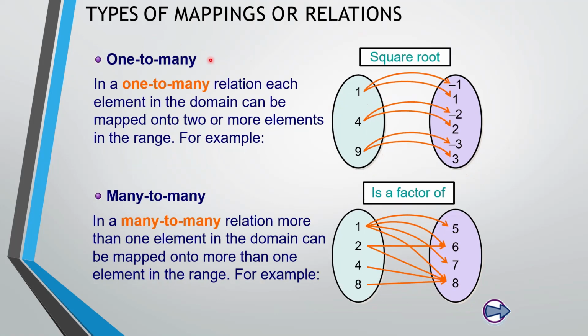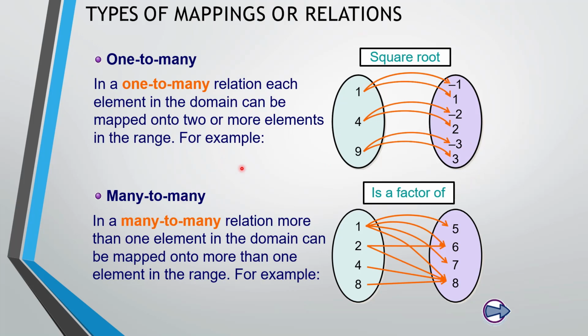Take another example, one to many. In a one to many relation, each element in the domain can be mapped onto two or more elements in the range. For example, 1 has -3 as output, and 1 has 1 also. If you take 4, it has -2, and 4 has 2. And if you take 9, it has -3 and 3 also.